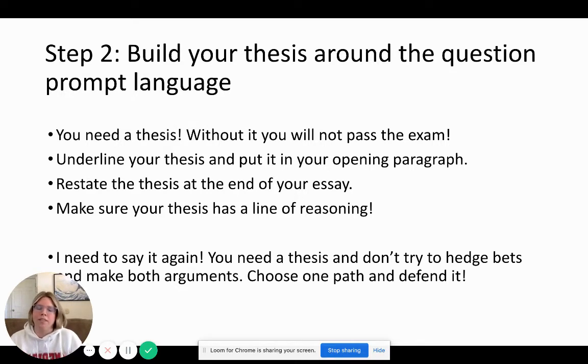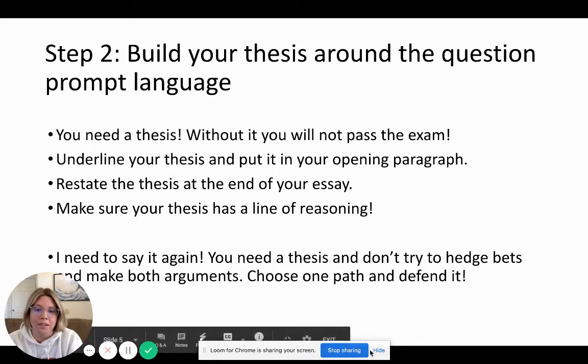So I need to say it again. You need a thesis, and don't try to hedge bets. I know some students are like, wait a minute, I'm just going to argue all sides and I can't be wrong. No, you will be wrong on this test. They told us specifically when we were grading this, if they try to argue both, no points. That doesn't count as a thesis. That's not an argumentative essay. Your English teacher wouldn't allow you to do that, and so now neither would the AP test.